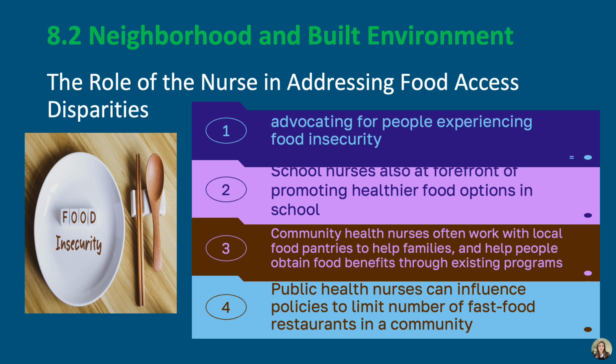So when we think about the role of the nurse in addressing these food access disparities, community health nurses have a major role in advocating for people experiencing food insecurities. And then school nurses are really at the forefront. They're promoting healthier food options in school. And then those who work in the county often partner with local food pantries to help provide access to healthy food to people who need that, and they can connect them to benefits through existing programs, and really influence policies to limit the number of fast food restaurants in a community.